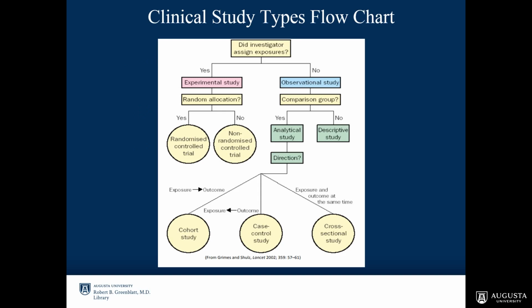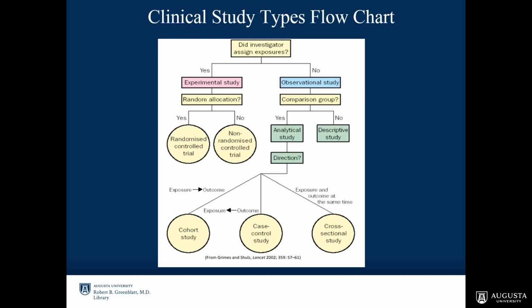So here is a study type flowchart that might help us figure out what kind of studies we're looking at. The first question to ask yourself is, did the researchers or the investigator assign the intervention or the exposures? If the answer is yes, then it's an experimental study. If the answer is no, then it's an observational study. Then the next question to ask, if you are looking at the experimental study, is were the study participants randomly allocated to their respective groups? If the answer is yes, it's a randomized controlled trial. If the answer is no, it's a non-randomized controlled trial.